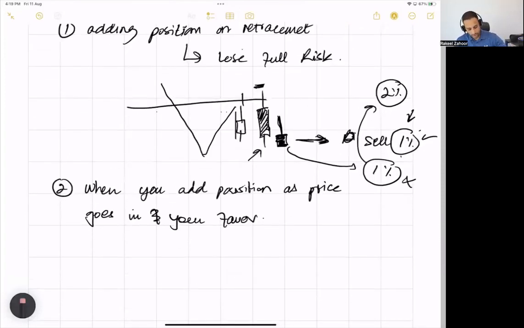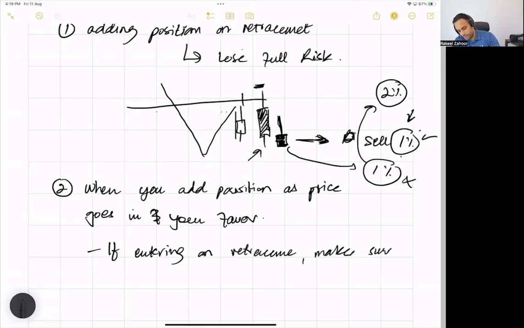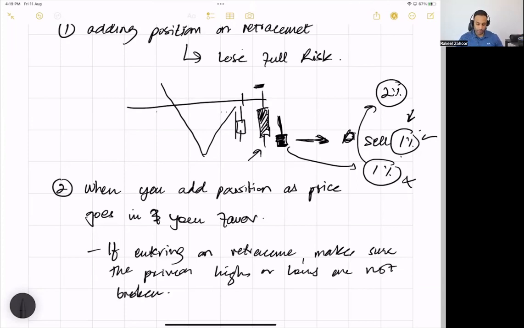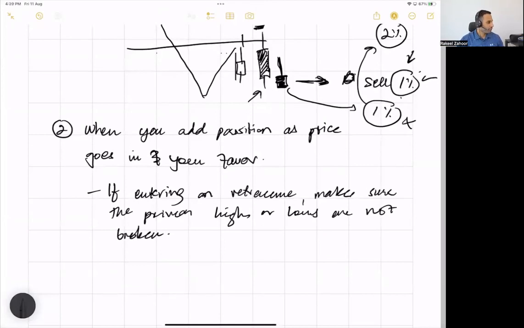If you're entering on retracement, make sure the previous highs or lows are not broken. I have very beautiful handwriting, maybe because I think too fast and I write too slow. The highs and lows are not broken.